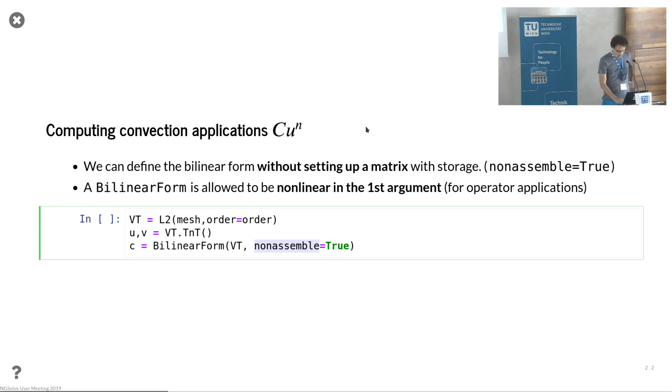And the bilinear form in NGSolve, contrary to what the name suggests, allows for nonlinearity in the first argument. So we can have the u gradient u in such a bilinear form, although it's obviously not linear. That obviously also only makes sense for applying operator applications. Now, you cannot set up a matrix, you have to linearize first in order to do that. Okay, so the important thing from that slide is that we have this flag non-assemble equal to true.